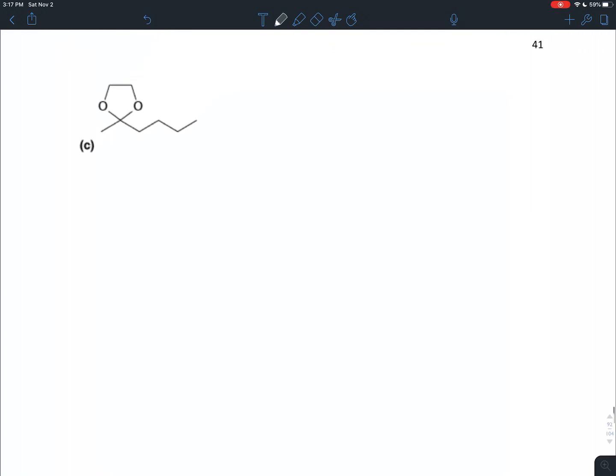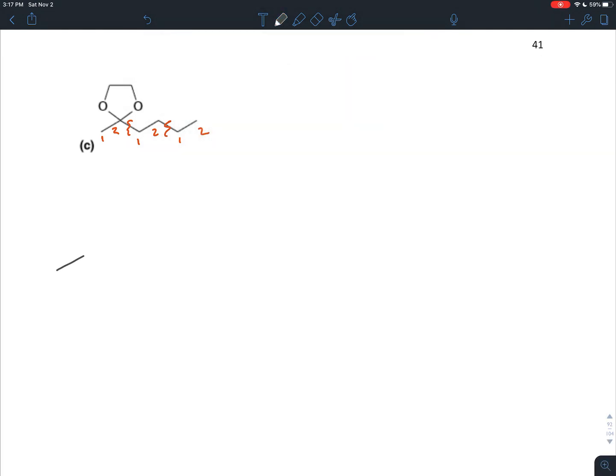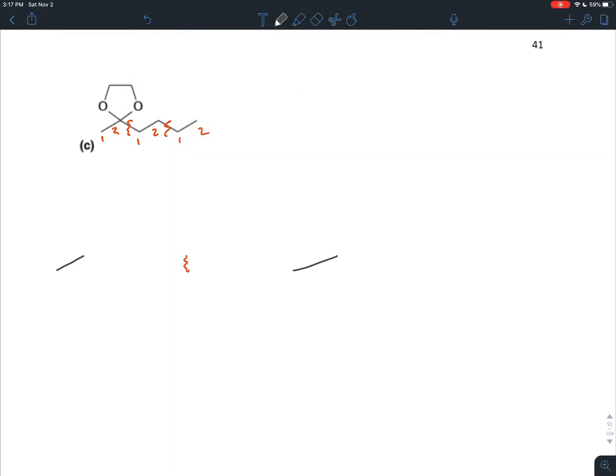Let's try making C. Now again, the first step is going to be breaking this up into 2 carbon branches. So we have 1 carbon, 2 carbons, break. 1 carbon, 2 carbons, break. 1 carbon, 2 carbons, okay. So we're going to have 3 different pieces. We'll have this piece on the left, then the break, the piece in the middle, and then the break, and the piece on the right.